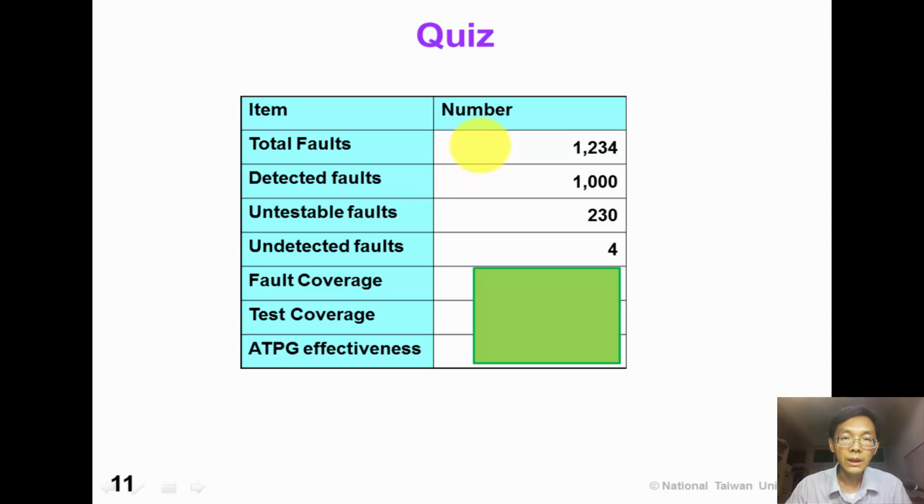So now let's have another quiz. Suppose we have a circuit which has a total of 1,234 faults, out of which 1,000 are detected. 230 faults are untestable. 4 of them are undetected faults. Now, please tell us what is the fault coverage, what is the test coverage, and what is ATPG effectiveness. Have you got it?